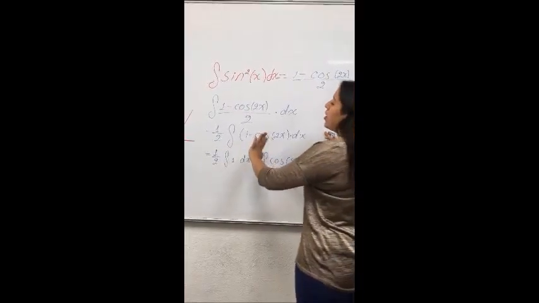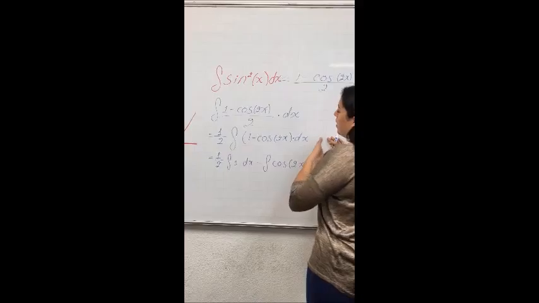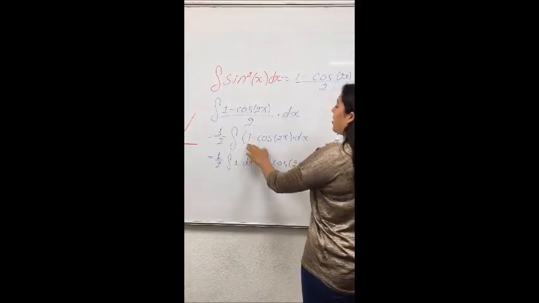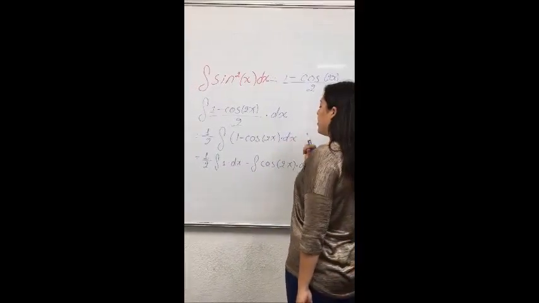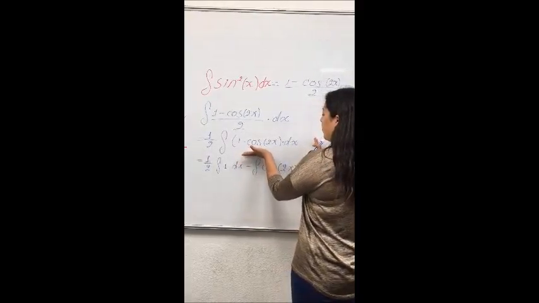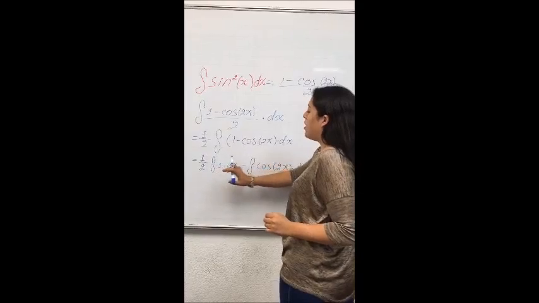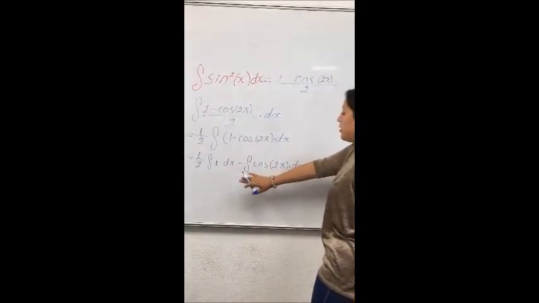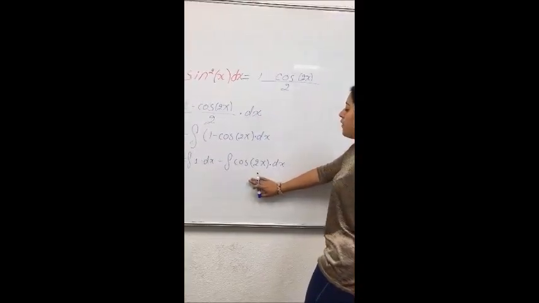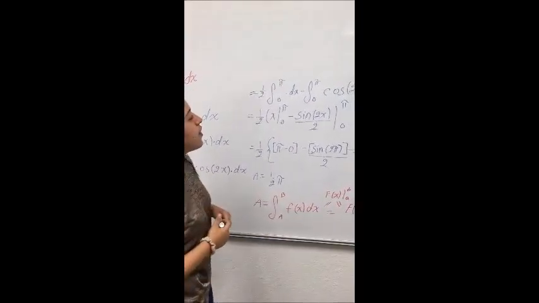For that, we can take 1 over 2 out of the integral, and we continue with this. So we have 1 over 2 times the integral of 1 minus cosine of 2x times dx. Then we can separate this part, so we have 1 over 2 times the integral of 1 times dx, minus the integral of cosine of 2x times dx. To continue, we have to use the first theorem of calculus.